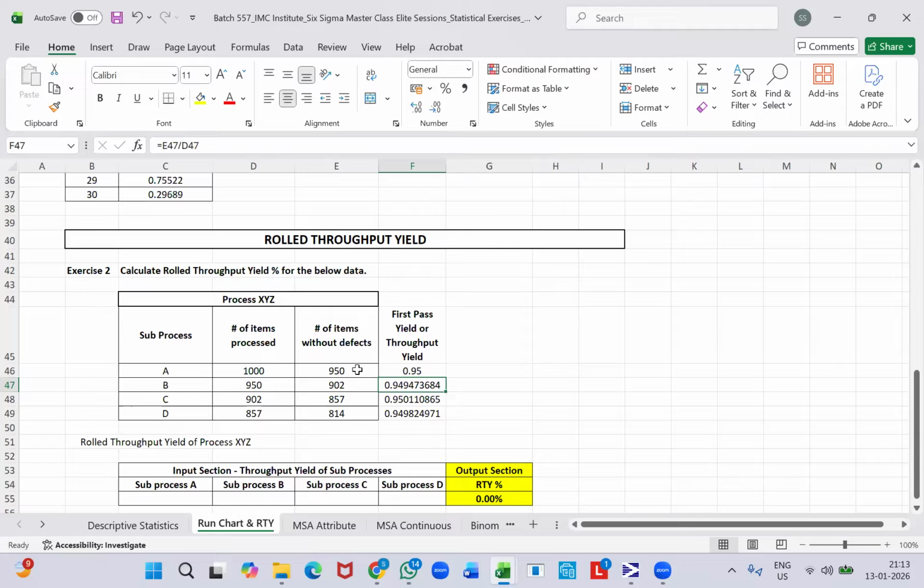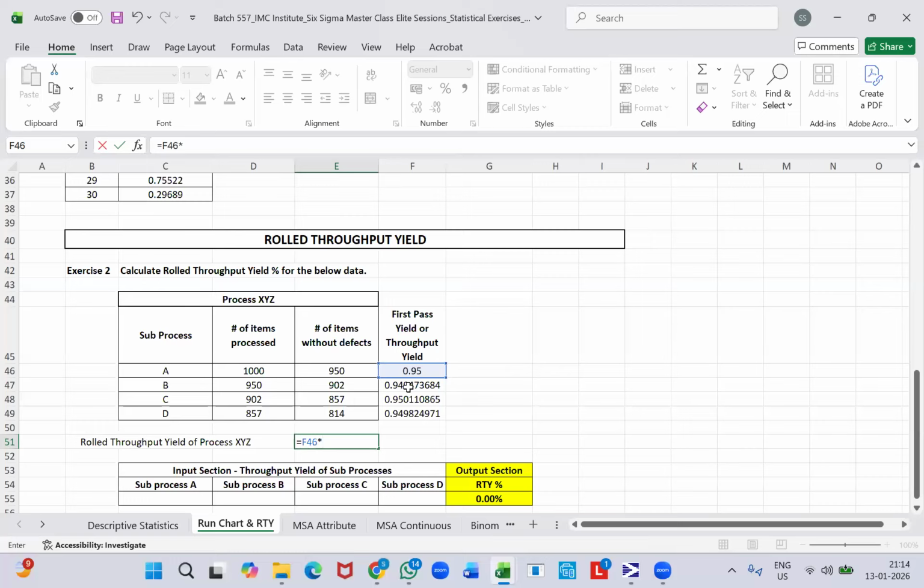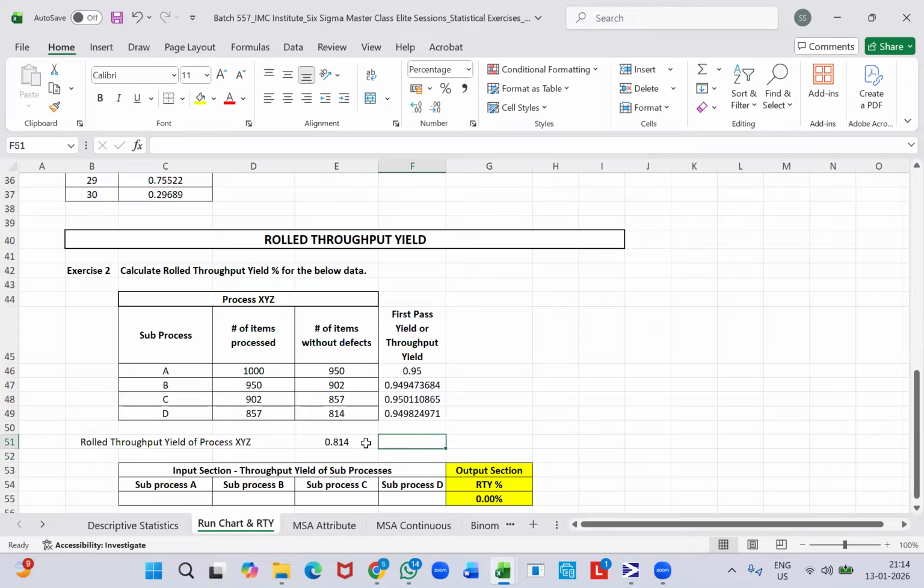So we simply need to multiply them to get the roll throughput yield for the entire process. I'm going to multiply the throughput yield values of all the 4 sub-processes. That's it. So I get the roll throughput yield as a decimal value. This can always be converted to a percentage value. That's it. 81.4% is the correct answer.